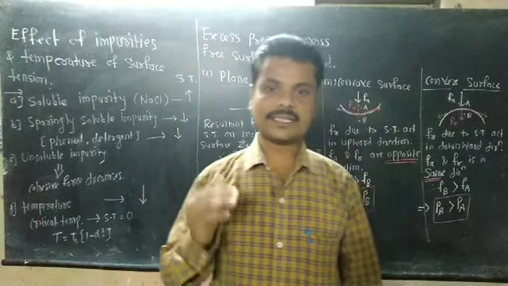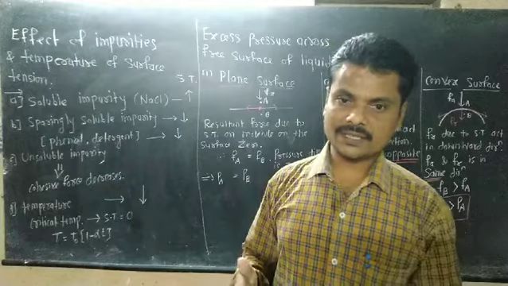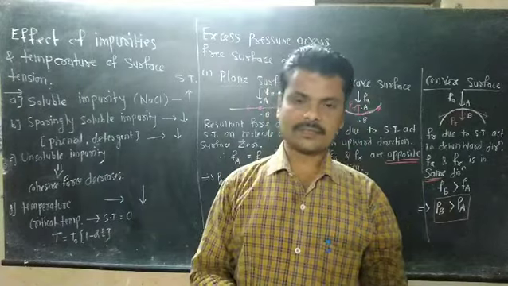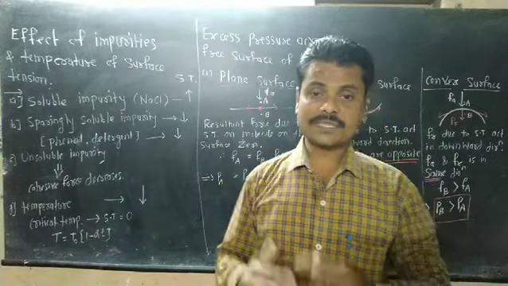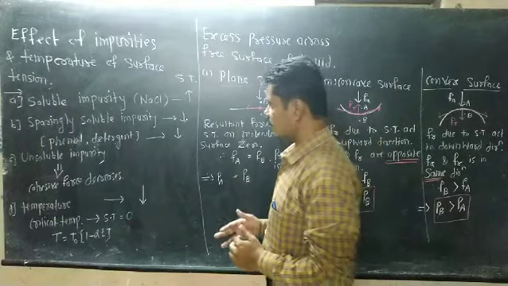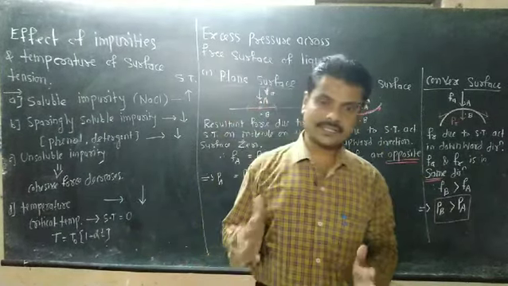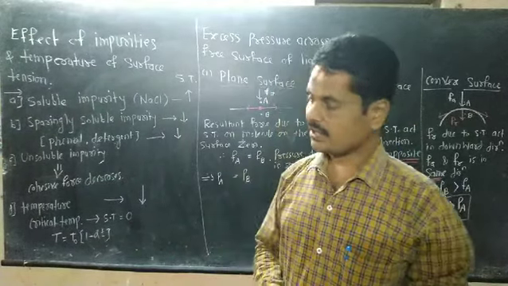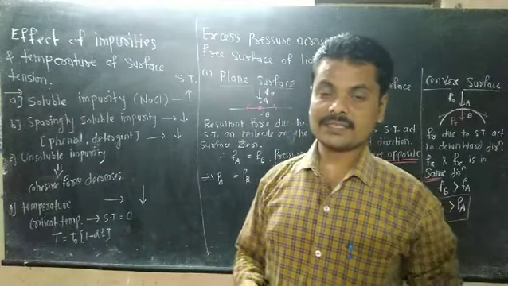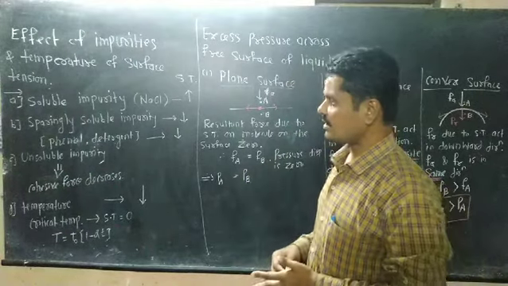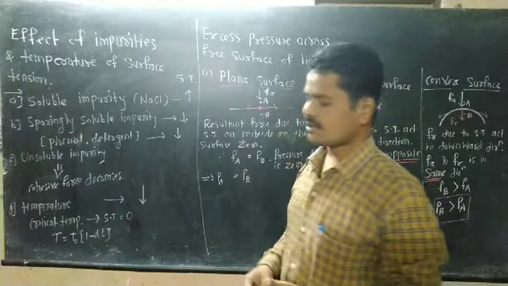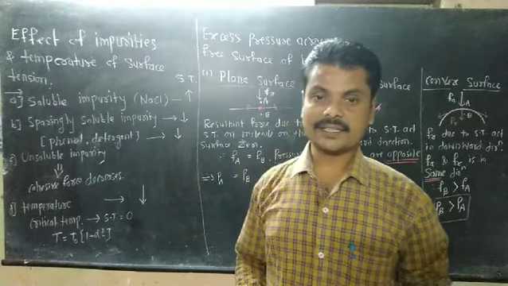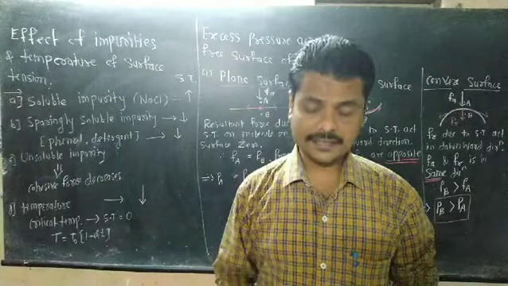You know that sea water is salty water and river water is sweet water. So the surface tension of sea water is maximum as compared to river water. So you can swim easily in sea water as compared to river water, and the reason for that easy swimming is the surface tension. So the first point is, when you add a soluble impurity, that is NaCl, the surface tension of the liquid increases.